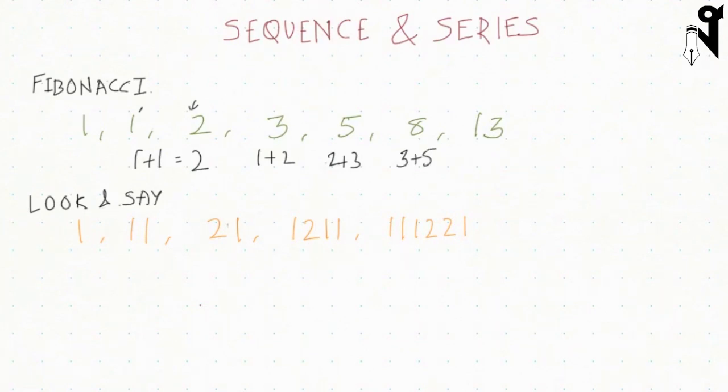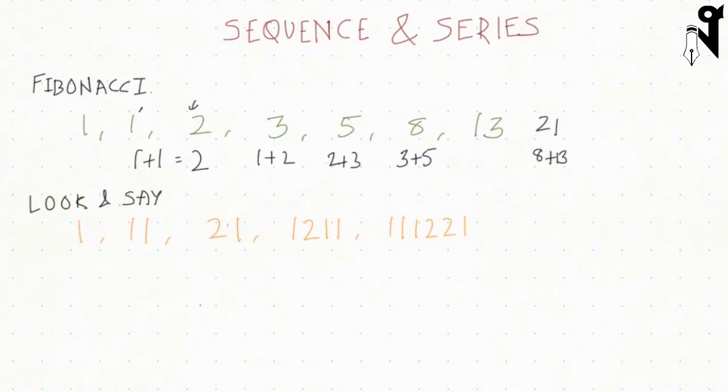So you can guess the term after 13. So after 8 you have 13. The next term is going to be 8 plus 13, which is 21. The Fibonacci series is extremely interesting because it is again and again seen in nature, in the branching of trees or the arrangement of petals.